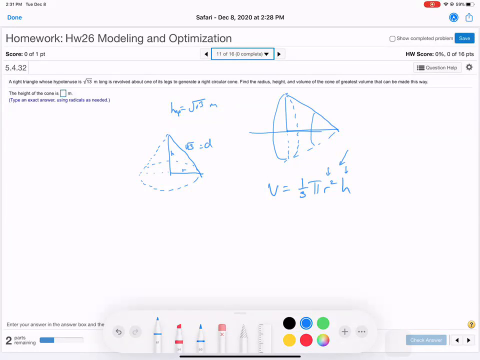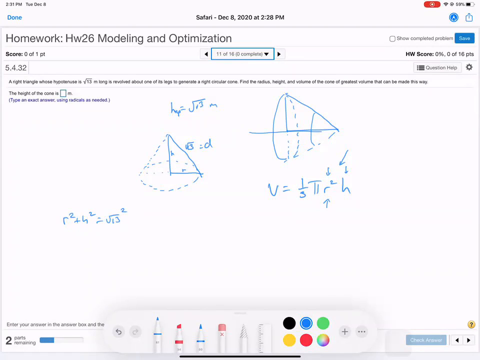So let's see. We can relate these three sides using the Pythagorean theorem. R squared plus H squared equals the square root of 13 squared. We know for sure that is true. So why don't we use that as our hint to substitute one of these variables out? I'm going to find the maximum volume of a cone.